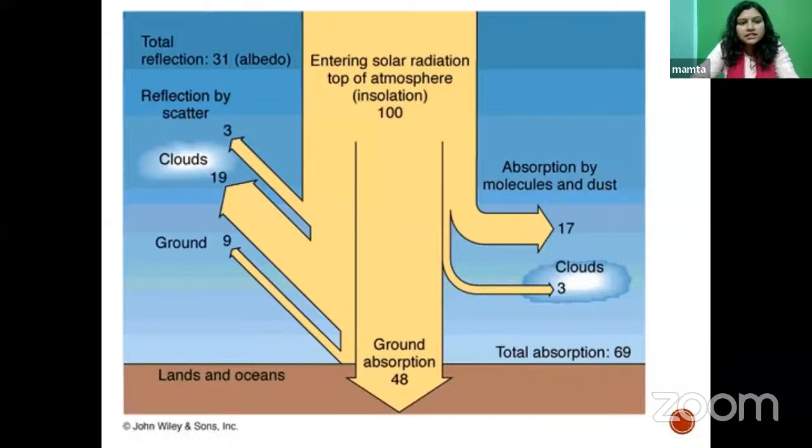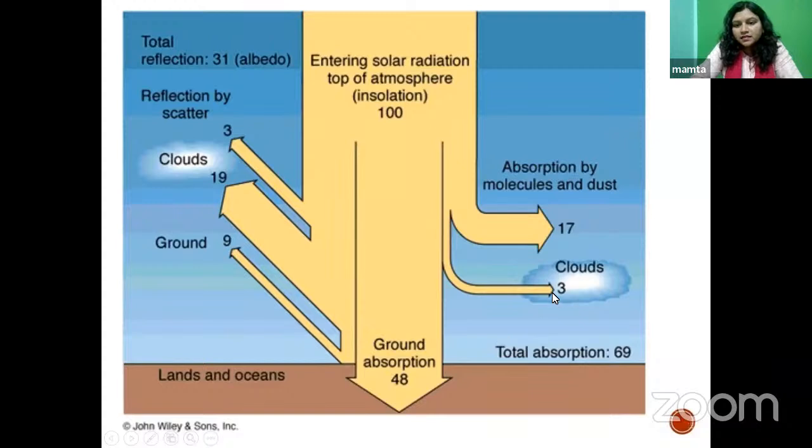Out of 31, you will see clouds reflect 19%, 3% is scattered by dust or atmospheric particles, and 9% is reflected by the ground. So out of 100, 31 is the albedo value, and now 69 is left. Total absorption is 69, but this is not the value absorbed by the soil. Soil or the ground absorbs only 48%.